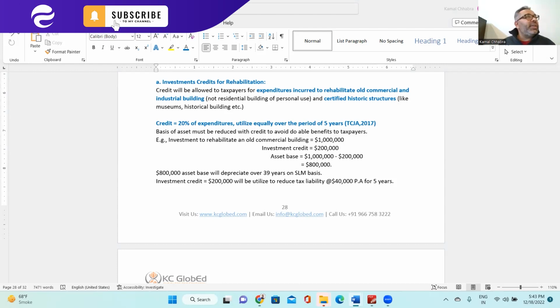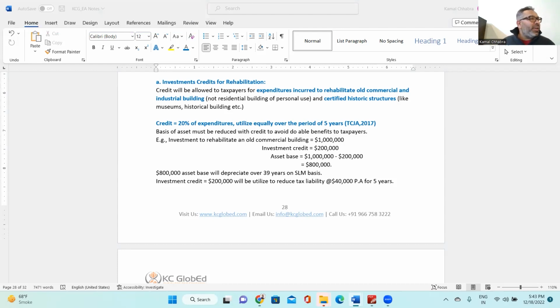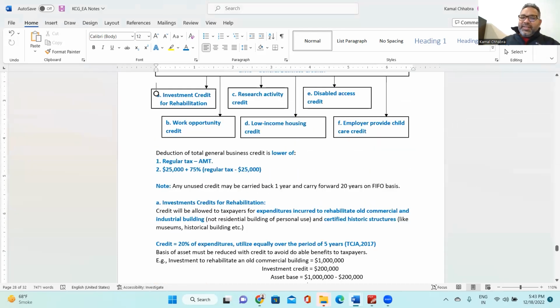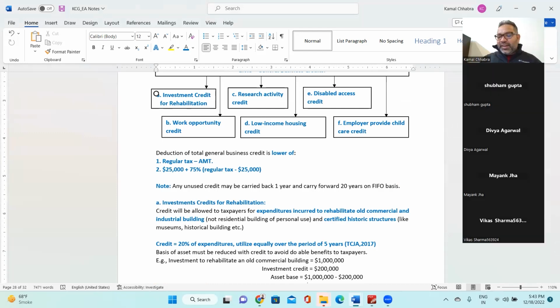And for how many years can you avail the benefit of the credit? Sir, 20 years forward or 1 year back. How about the others? How many years can we take the tax credit for the investment credit for rehabilitation? Carried back 1 year, forward 20 years. I heard your answer, I'm asking the others. So 5 years? How about the others, 5 years or 20 years?